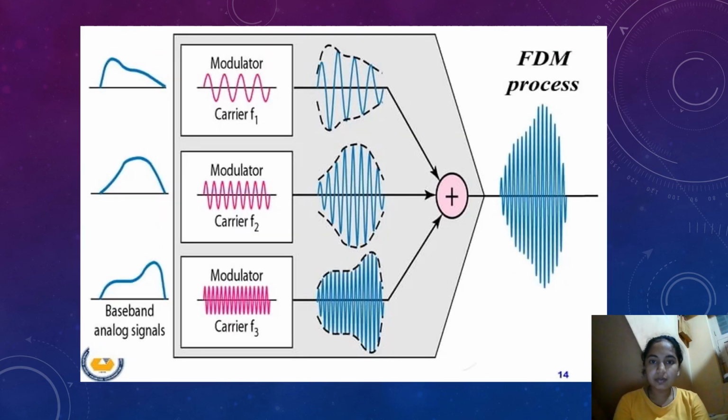Here we can see the FDM process, where one modulator uses carrier F1, another modulator carrier F2, and another modulator carrier F3. In carrier F1, the modulating sine wave is simple; in carrier F2, the sine wave increases a little bit; and in carrier F3, the sine wave is higher still.